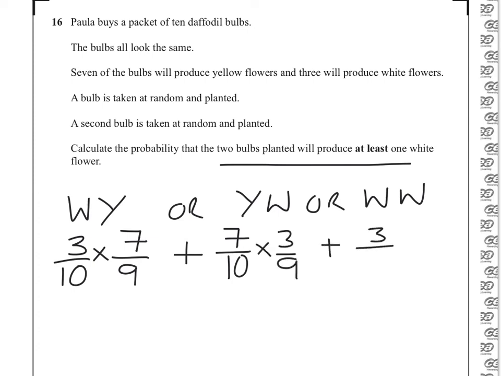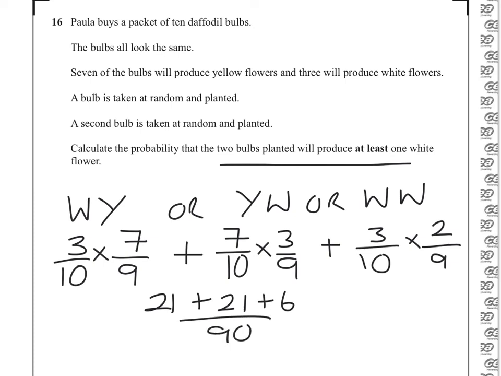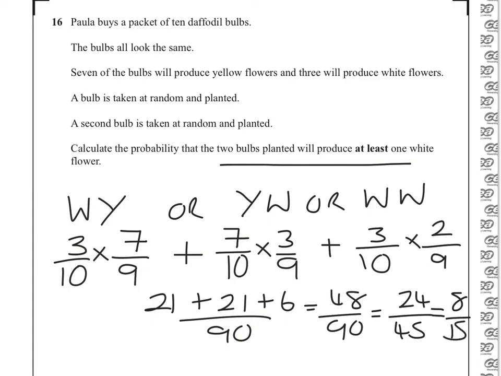First bulb white, 3 out of 10, but the second bulb white, there's only 2 left, and that's out of 9. So that gives us 21 90ths, 21 90ths, and 6 90ths, which is 48 90ths. 24 over 45, 3 goes into top and bottom, 8 15ths.